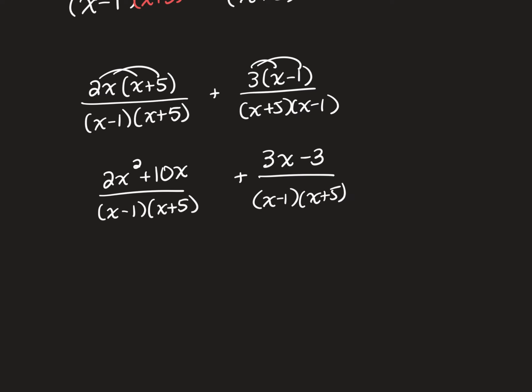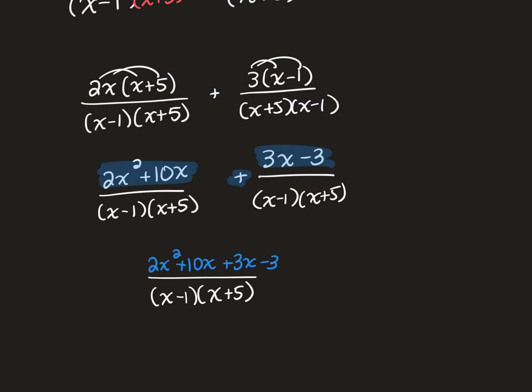And then finally, I'll go ahead and combine my fractions into a single fraction using my common denominator that I found earlier. So I will be taking my numerators, 2x squared plus 10x, and adding them to 3x minus 3. So it'll look like this. 2x squared plus 10x plus 3x minus 3.